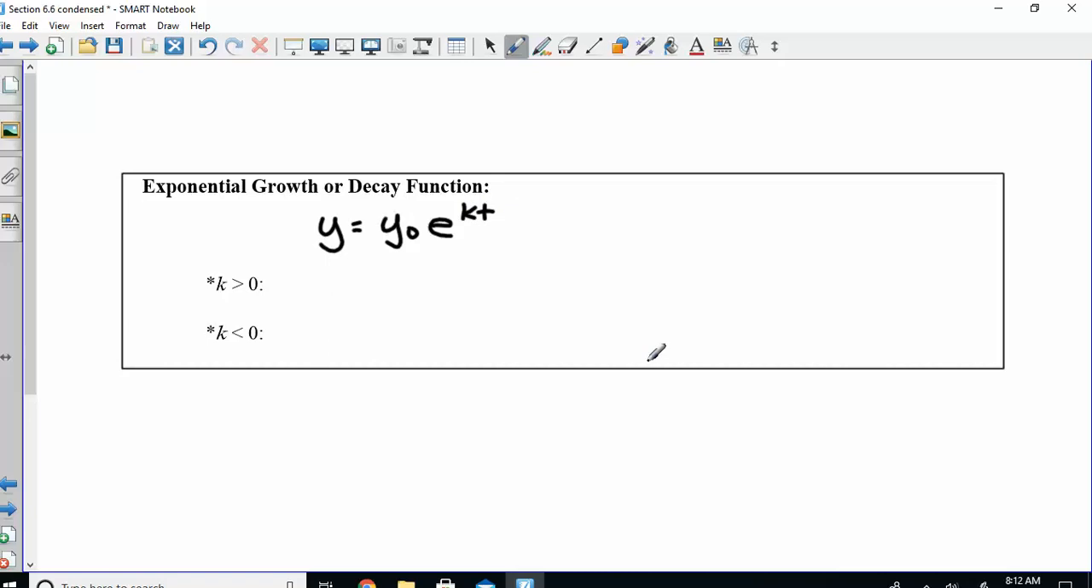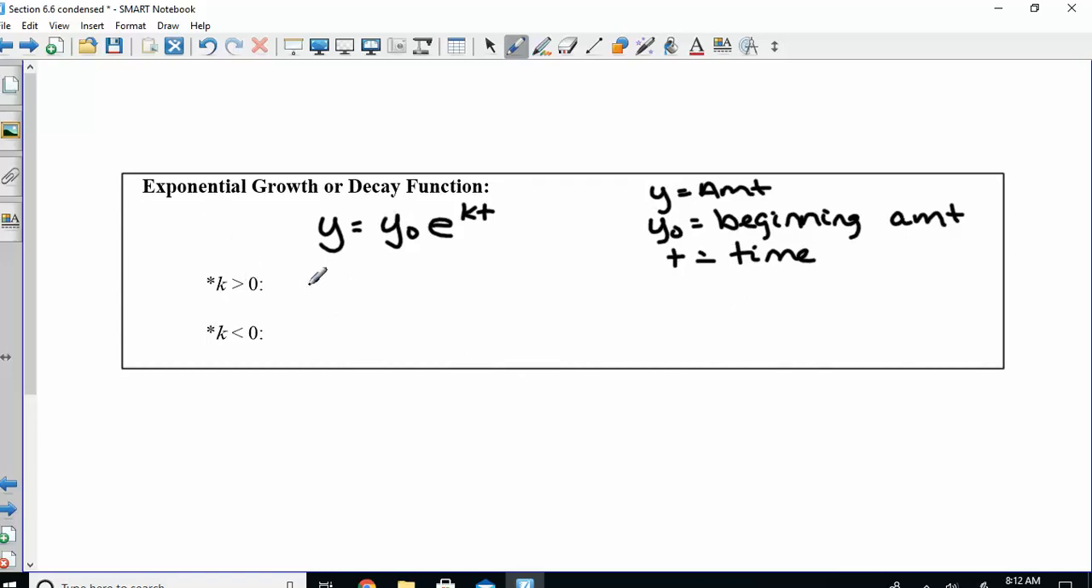In the box at the top of your handout, first box on the right, you need to write your formula in there. Y just represents the amount at any given point in time. Y sub 0 is the starting amount. K is a constant, t is the time that has passed.